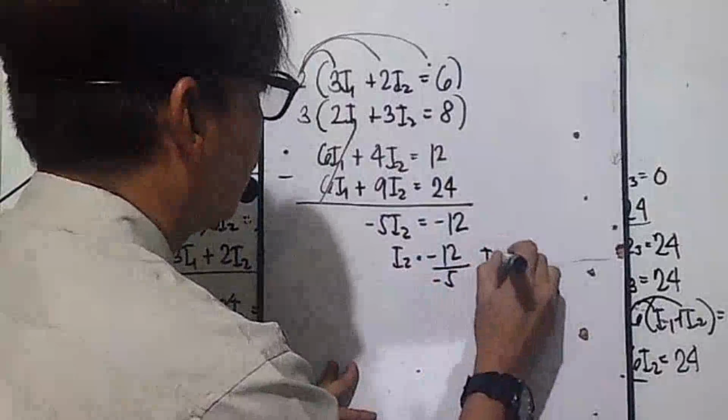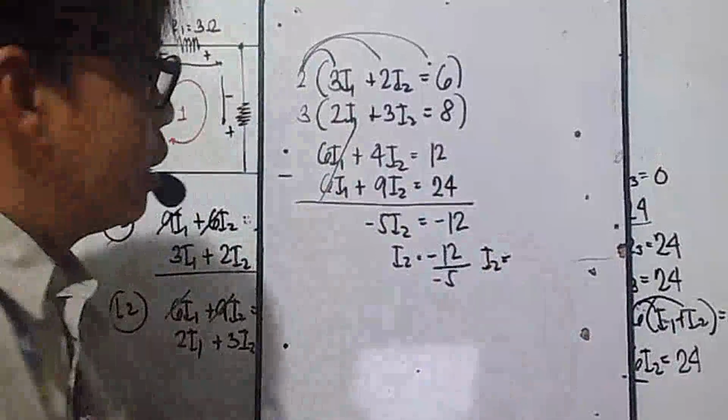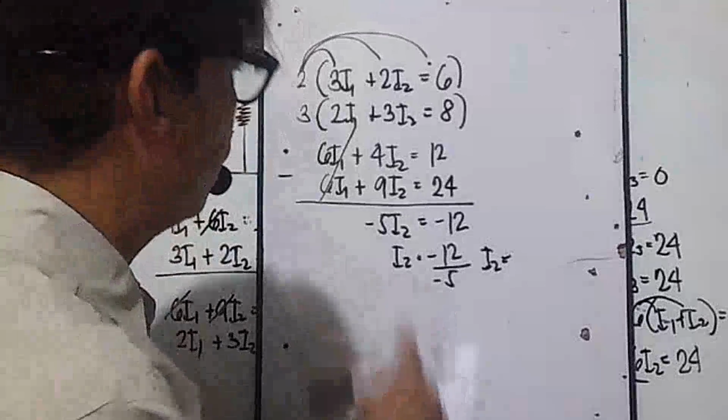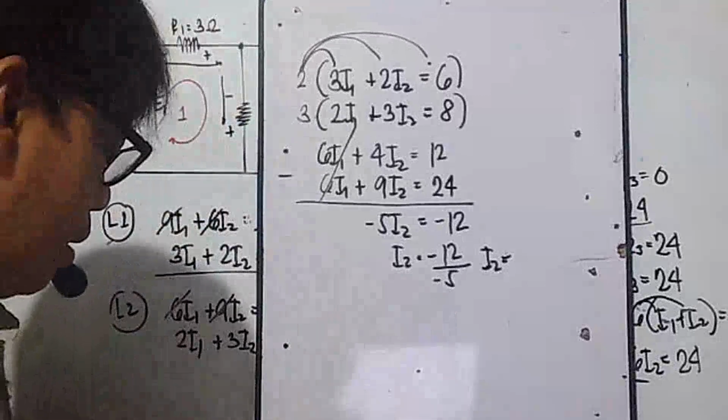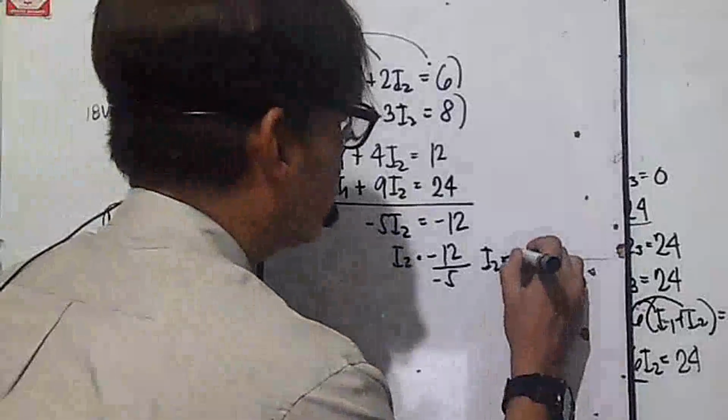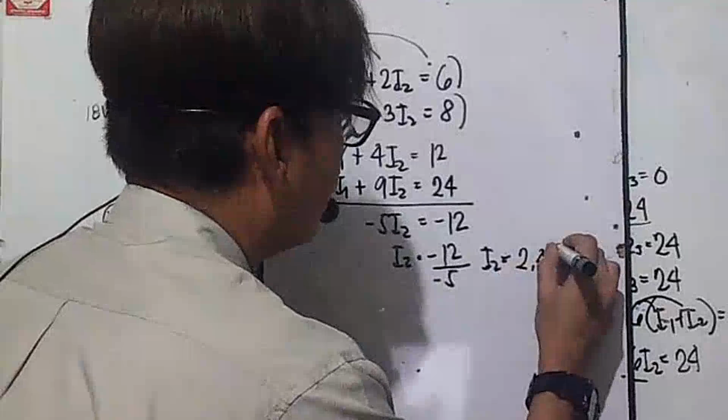So I2 now is equal to, so let's see, to be sure, I'll use the calculator. Okay, it's actually 2.4, but para sigurado. Okay, so it's 12 divided by 5. Okay, yeah, I'm right. It's 2.4 amperes.